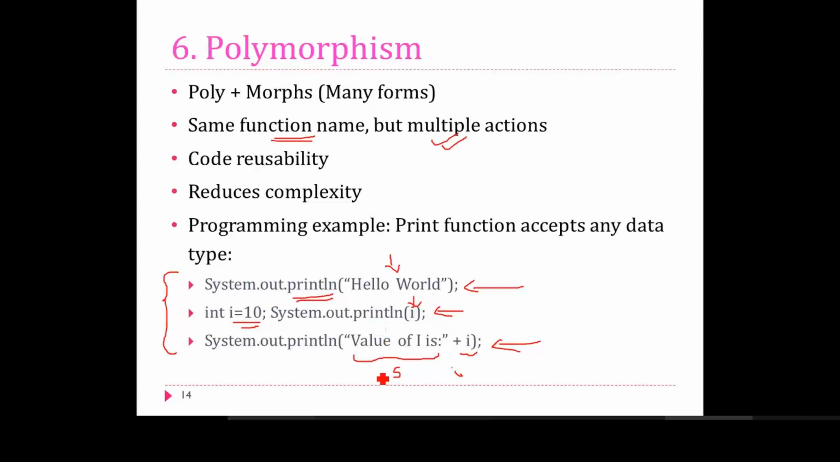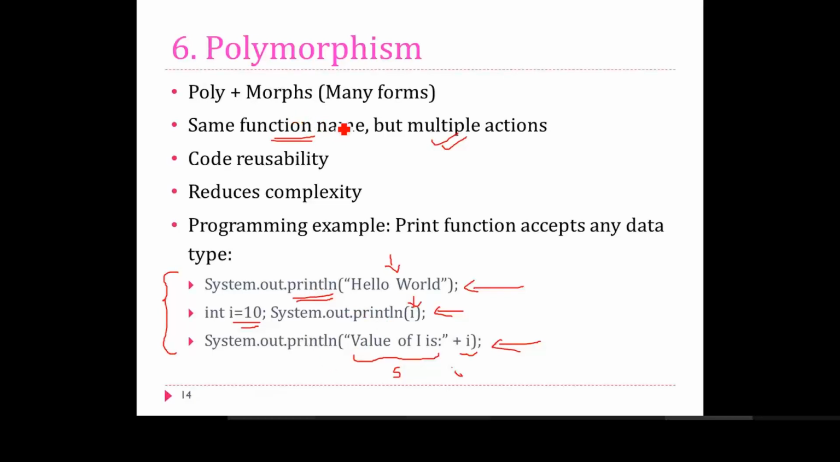So I'm having the same function name, but in the first function, it prints a string. In the second function, it prints i, that is an integer variable. And in the third function, it prints a combination of these two. So the functionality of each and every function is different, but the name of the function is the same. So this aspect is called polymorphism.